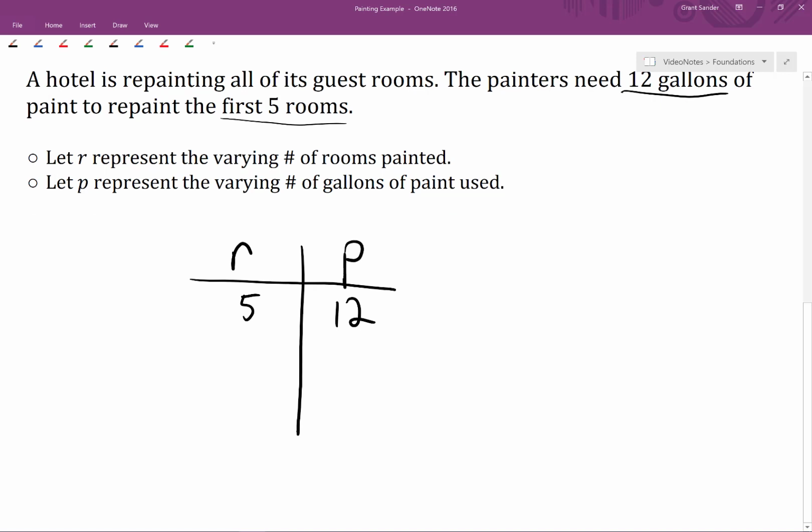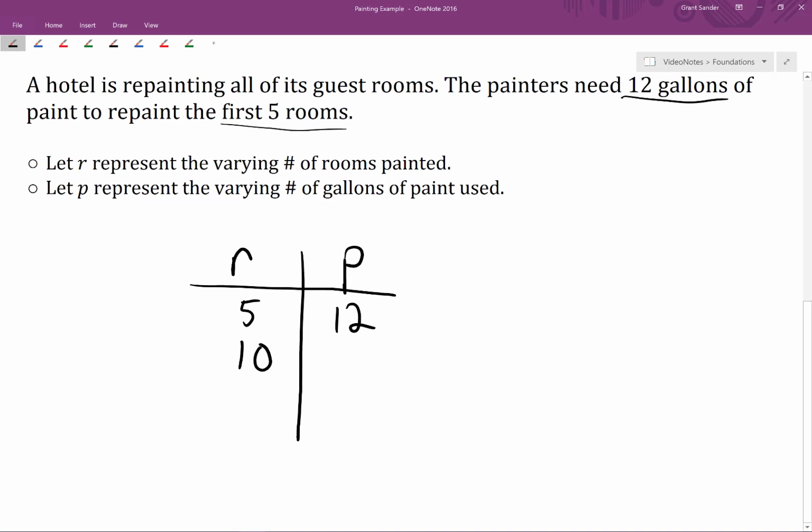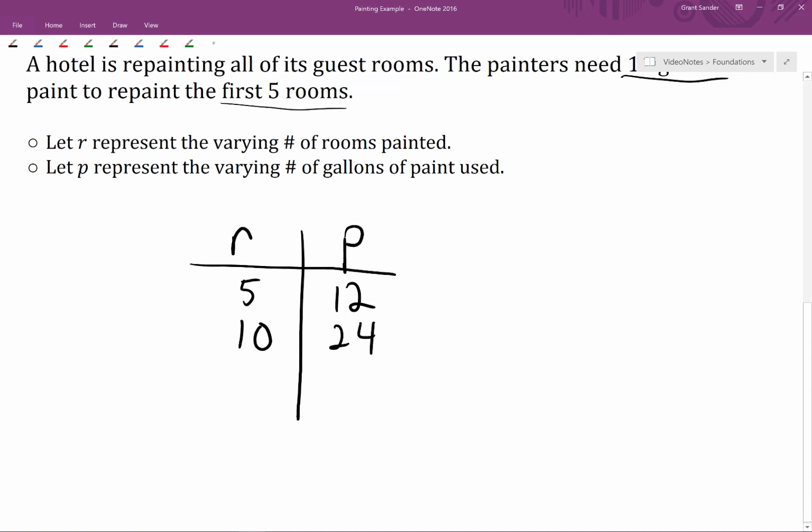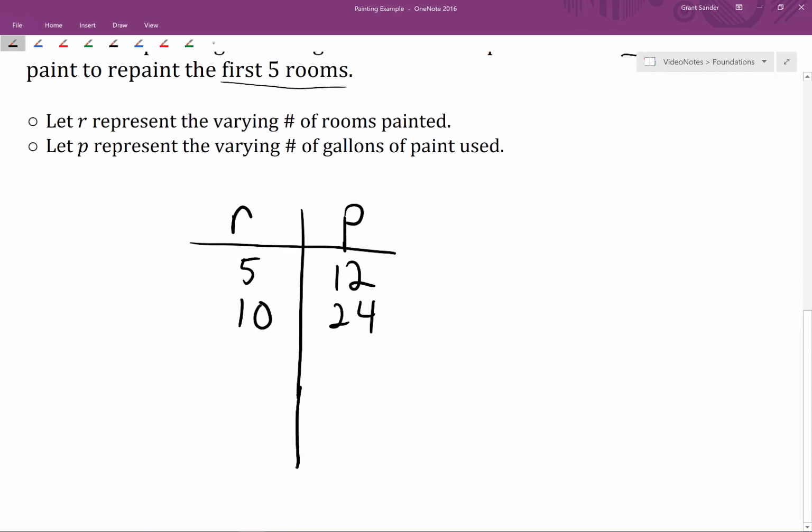And like I had said, if they doubled the number of rooms painted, so they painted 10 rooms, they would also need to double the number of gallons of paint used. And so P would be 24. On the other hand, if they only painted 1 room, then that would be 1/5. 1 room is 1/5 of 5 rooms, and therefore they would need 1/5 of 12 gallons of paint. So 1/5 of 12 gallons of paint is just 12/5 gallons of paint.